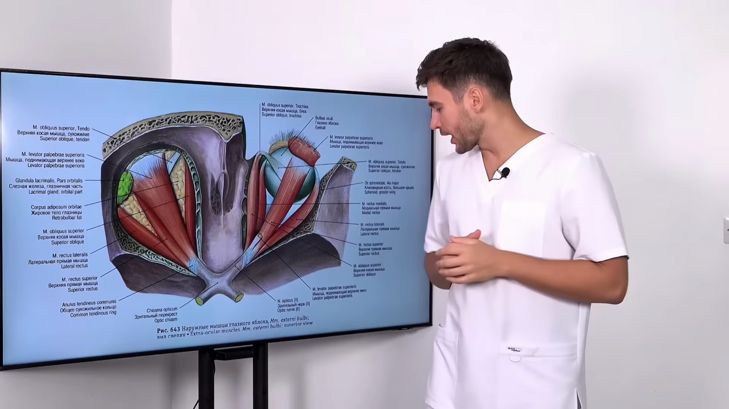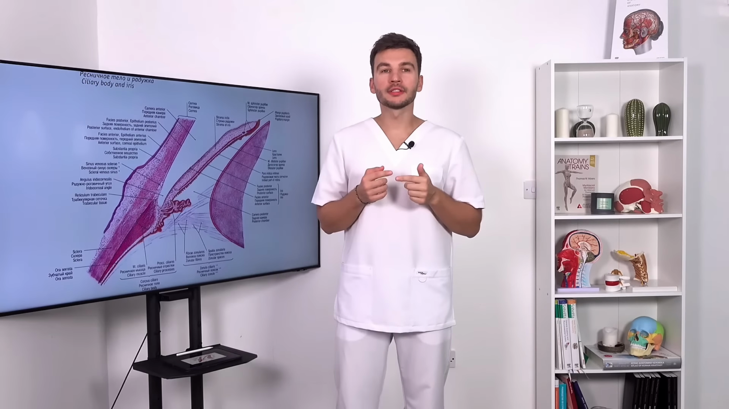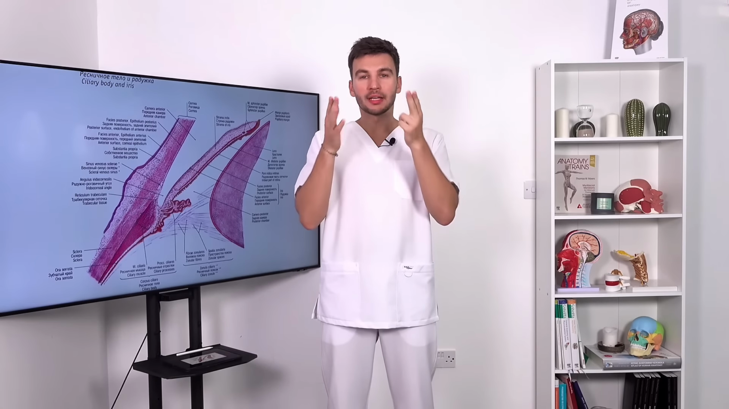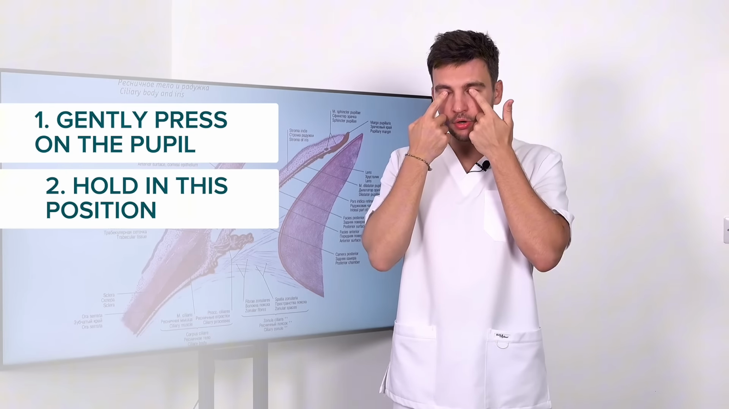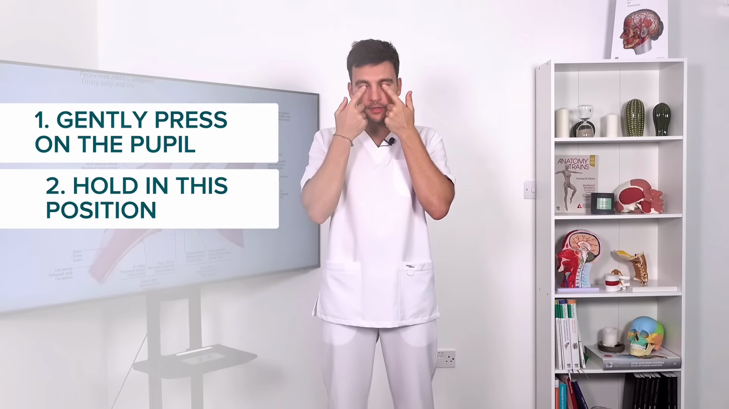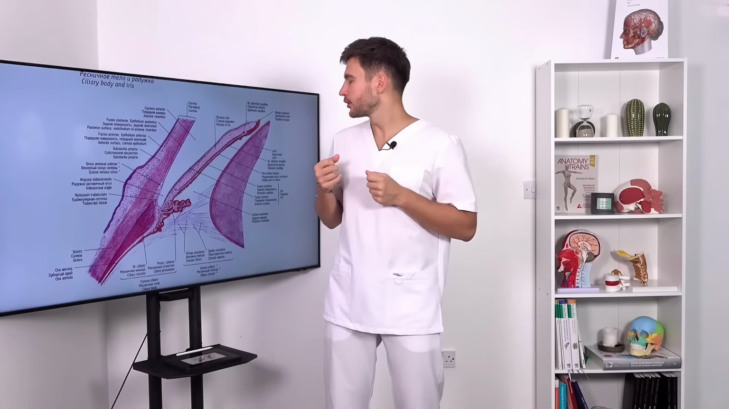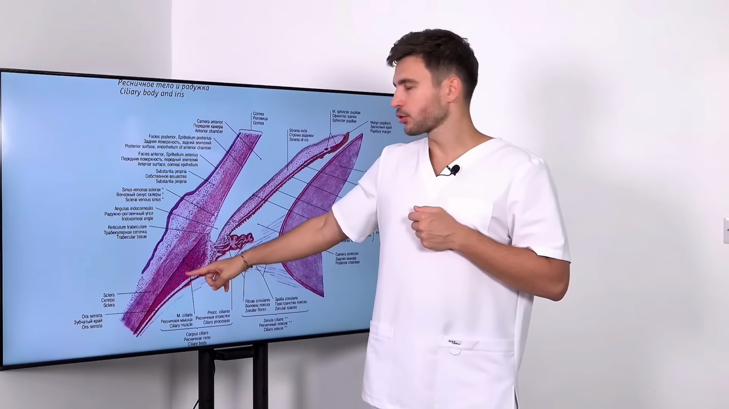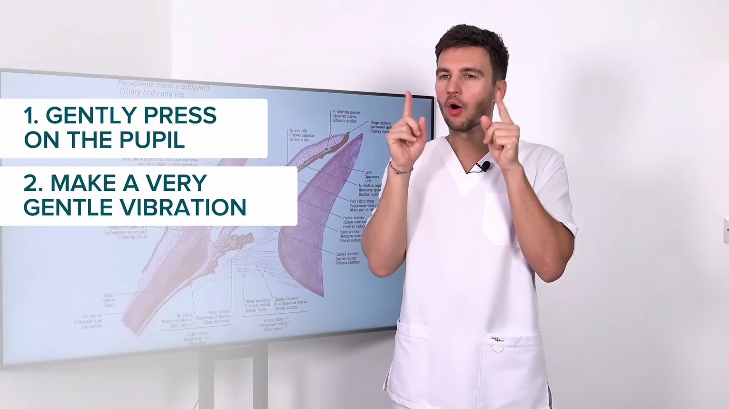Now, after this, we work directly with the ciliary muscle, the muscle inside the eye. Here's the lens, and here's this muscle. What you need to do is simply press gently on the pupil. Just be careful. You press on the pupil until you feel the first bit of resistance and just hold it in that position. So, you press and hold. When you press, you create a slight tension in the lens, and the ligaments here are also stretched as well. You can press just a little and make a very, very gentle vibration.